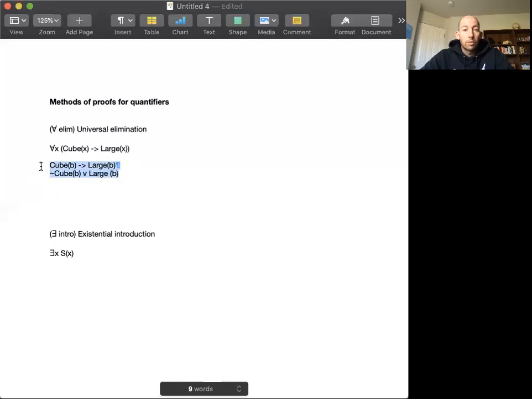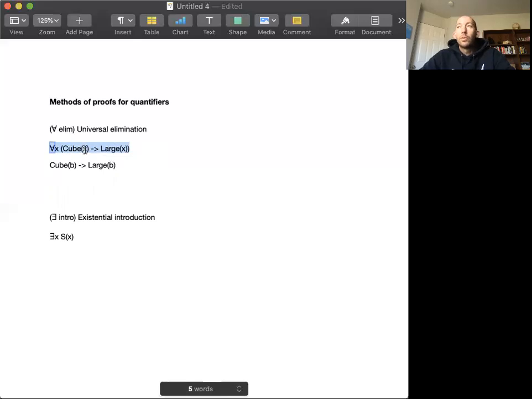Okay, so that's doing universal elimination. Again, if you've got a universally quantified sentence, you can replace all the instances of the variable x with a name of an object that exists in the domain.